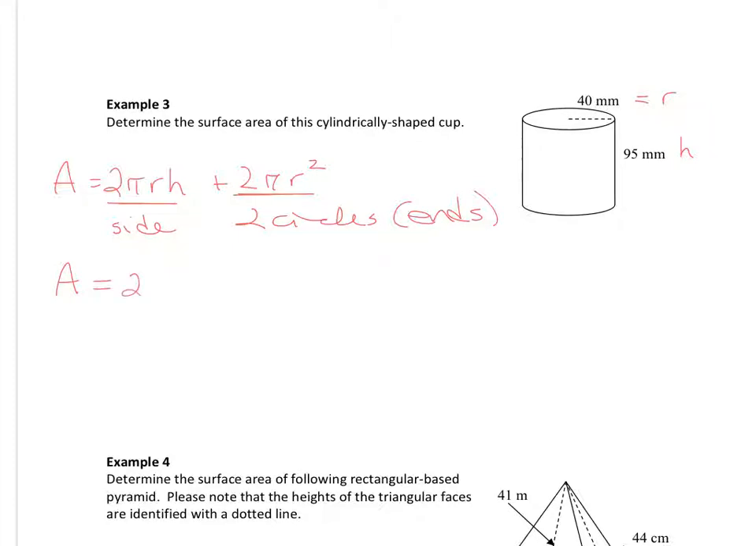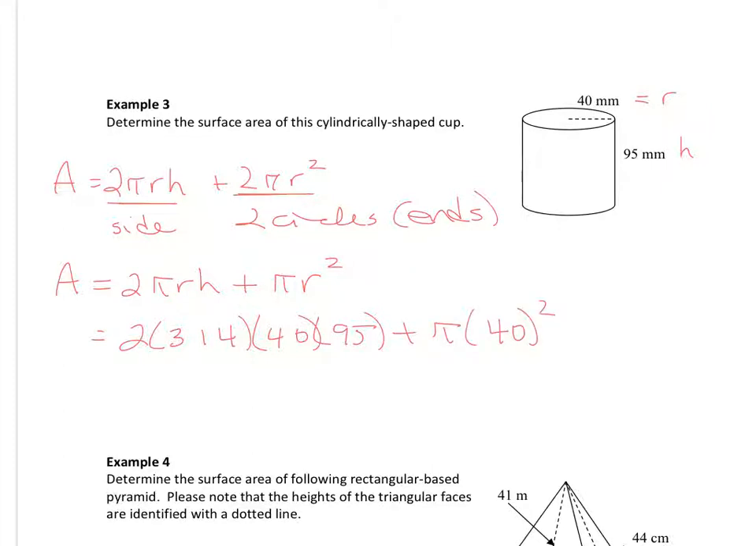We're going to say the area is 2 pi rh, the side of the cup, plus just one circle, pi r squared. So we'll have 2 times 3.14 times the radius, which is 40, times the height, which is 95, plus pi times the radius squared. And when we put that into our calculator, we get 28,888 square millimeters.